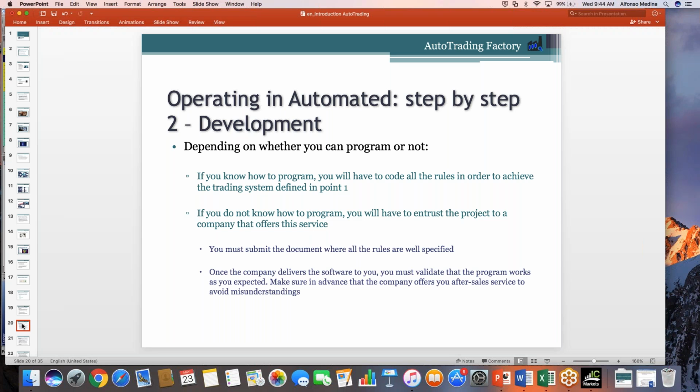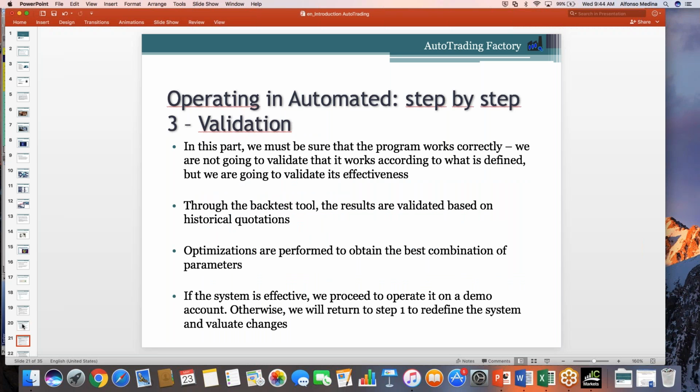So then we have the third step, which is validation. Step number 2 is where we make sure that the program does what it was supposed to do. However, step number 3 is where we validate how effective it is, how profitable it can be. Here, through backtest tools, we can validate it based on historical quotations. We can also use the optimization tool, which is something that we're not going to go into as deeply, but is only a methodology that lets you combine the best set of parameters that's going to give you the best version of the strategy that you're currently implementing. We're going to also run an example of that at the end.